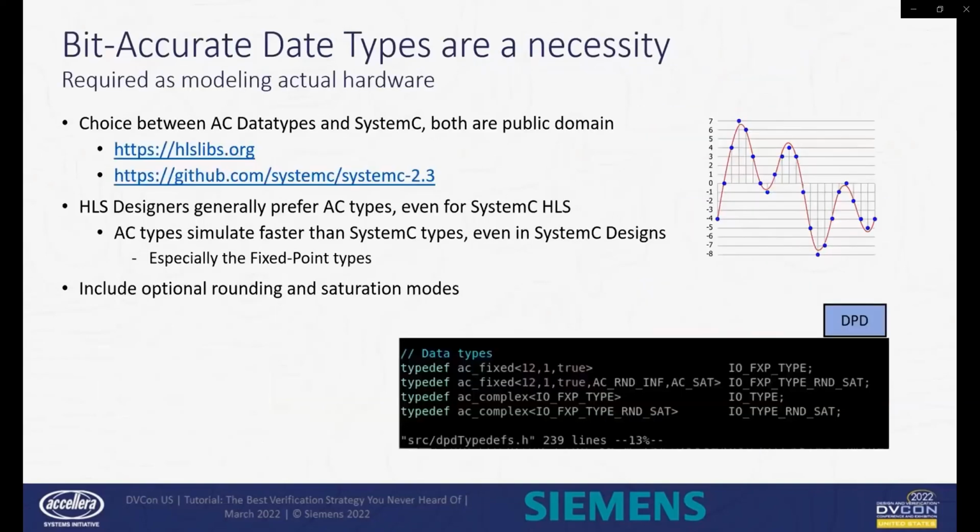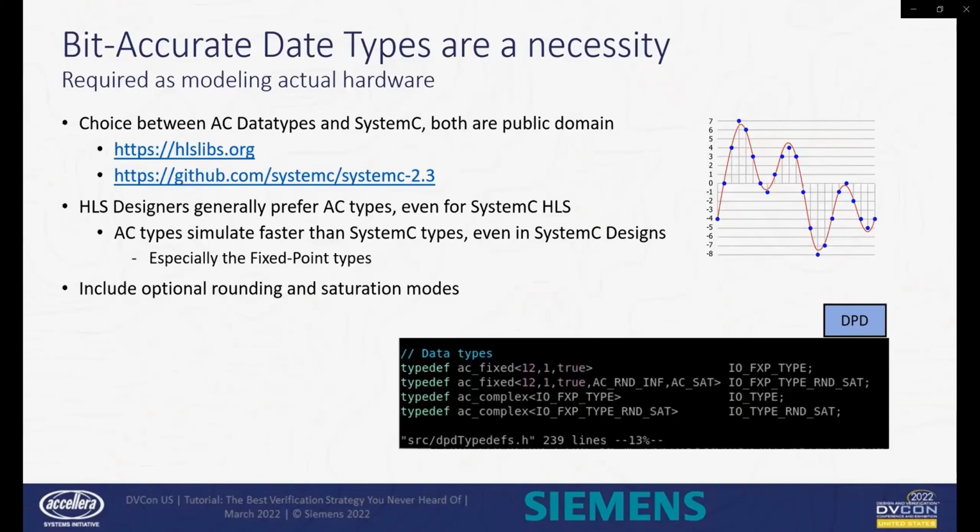As briefly mentioned in the previous slide, we will, as with RTL design, want to use bit-accurate data types in our HLS design. Remember, we're modeling actual hardware here. Two choices come to mind, the AC data types and the System C library, both of which are in the public domain and available for download as shown. Of the two, HLS designers generally prefer the AC types over the System C types, even for the System C HLS. And that's simply because the AC types simulate quantifiably faster, again, even for System C HLS designs.